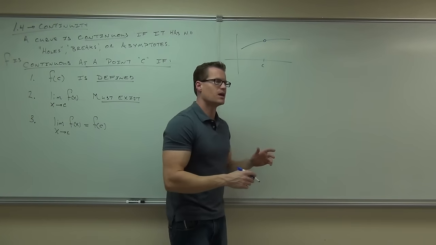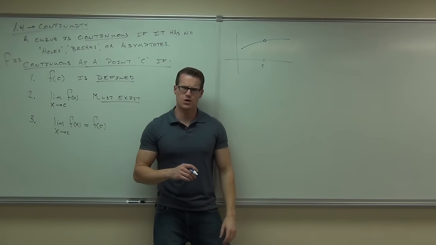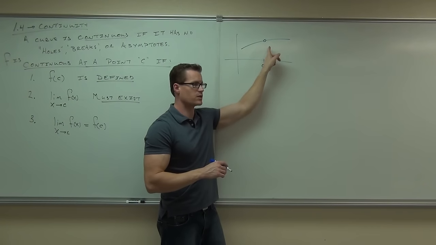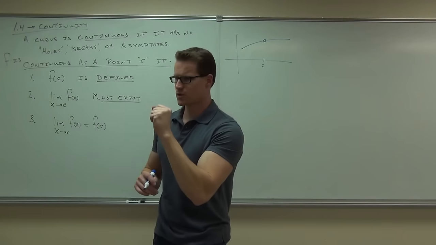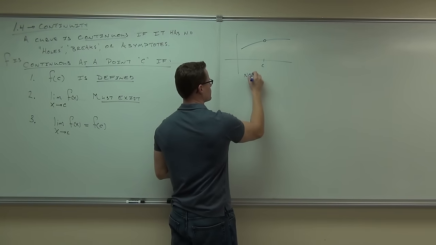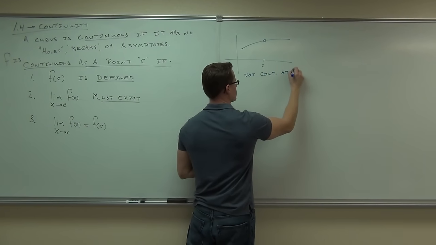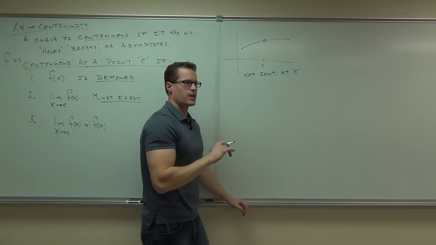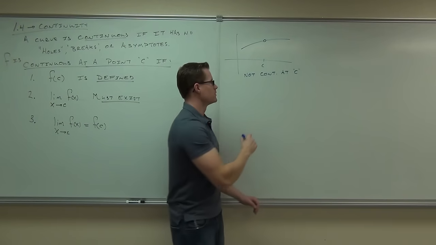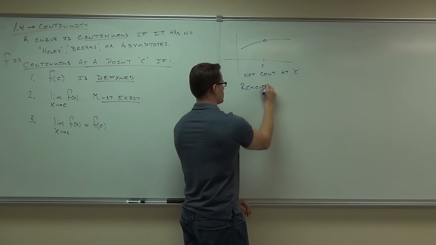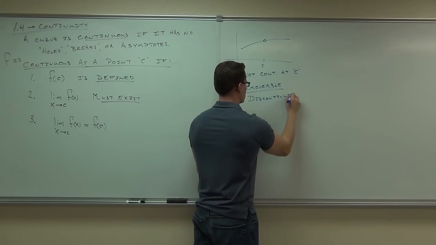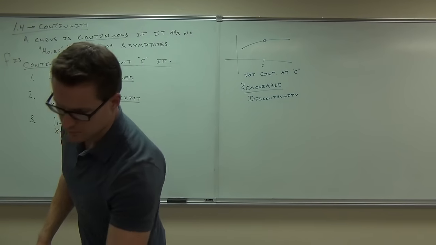This is not continuous. Is it not continuous all over the place? Not continuous at C. Is it continuous here? Yes, absolutely. Actually, most of this function is continuous. It's just that little point that's not continuous. What this is called, when you have a hole, remember talking about holes? It's called a removable discontinuity. So this is not continuous at C, and we call it a removable discontinuity. What that basically says is you have a hole. A removable discontinuity is a discontinuity that you could fill in with a single point. Let's try another one.